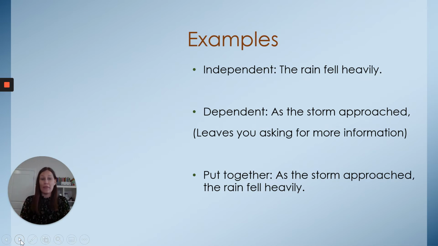The way that I've done that, though, is by putting the two together. Okay, so we can't have that dependent clause on its own. It doesn't form a complete sentence. And the independent clause, which did form a complete sentence, now has more context around it because we know that it was happening as the storm approached. So together, they make each other stronger.